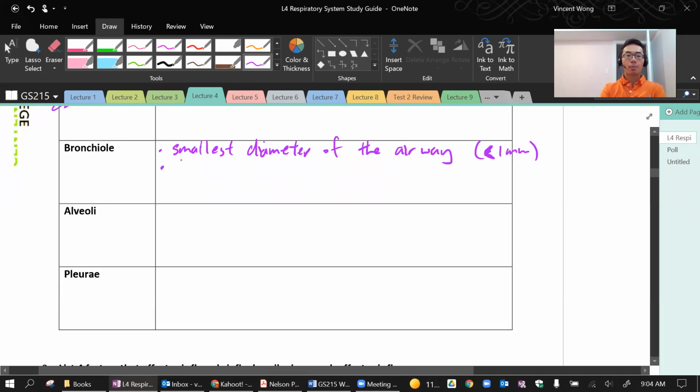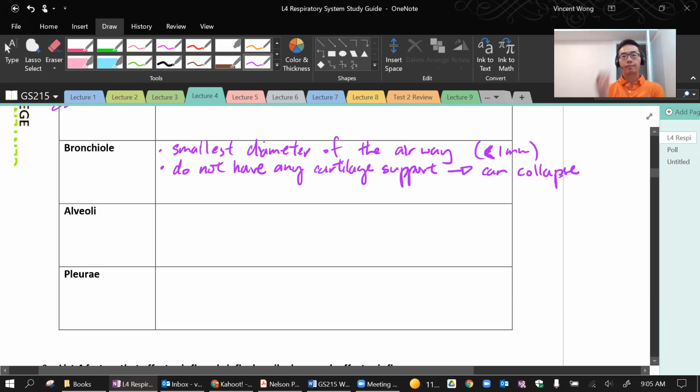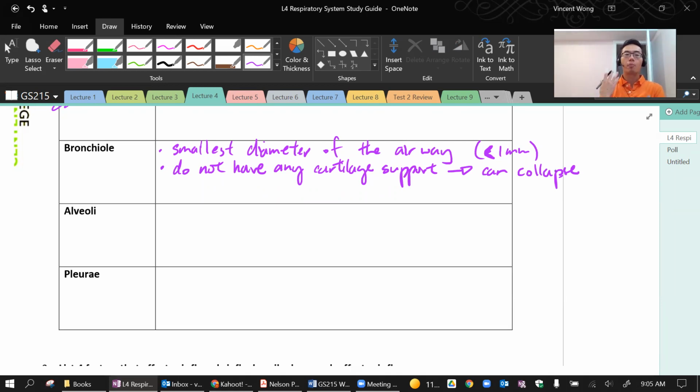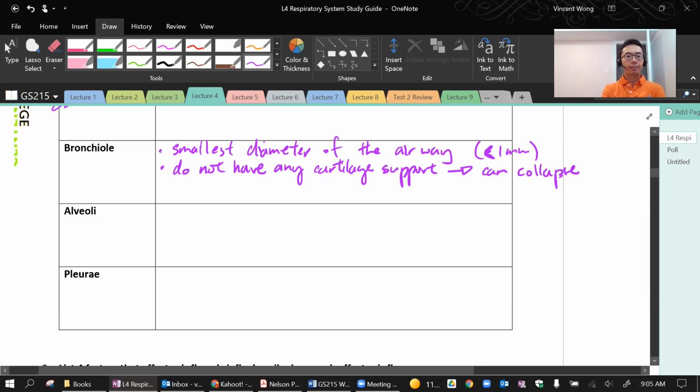Okay. So because they're so small, they do not have any cartilage ring, cartilage support. Okay, therefore they can collapse, especially during an asthma attack. Right, so that's why you need the puffers. The puffers are called bronchodilators. It relaxes the smooth muscle and it allows the airway to open again.